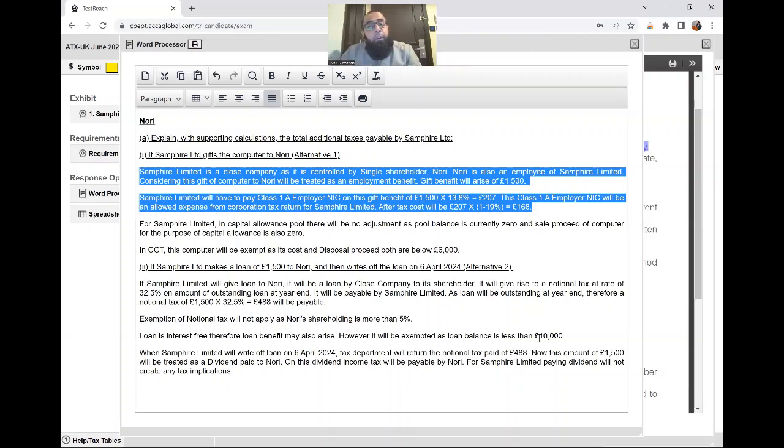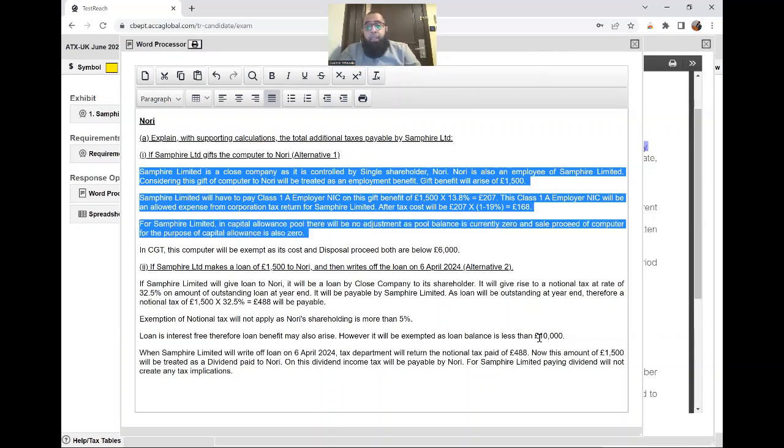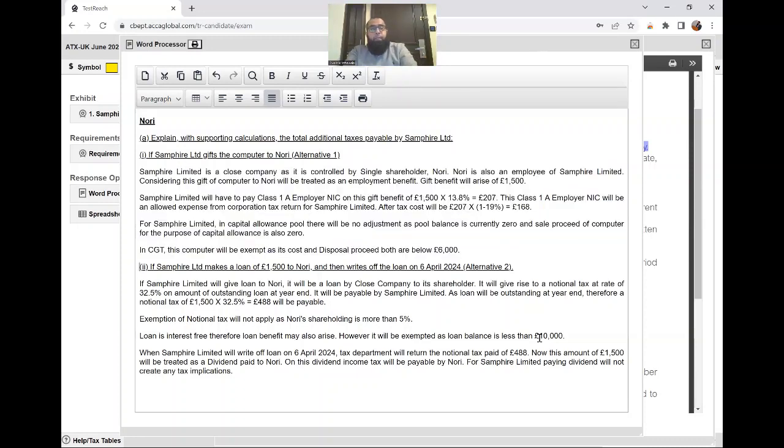This Class 1A employer NIC will be an allowed expense for Sapphire Limited, and it will claim the corporation tax relief. In the capital allowance pool, there will be no adjustment because the pool balance is 0 and the proceeds for capital allowance purposes will also be 0. This was entirely written in the question. I haven't done anything. In CGT, it will be an exempt benefit as cost and disposal proceeds both are below 6,000. Is it clear?